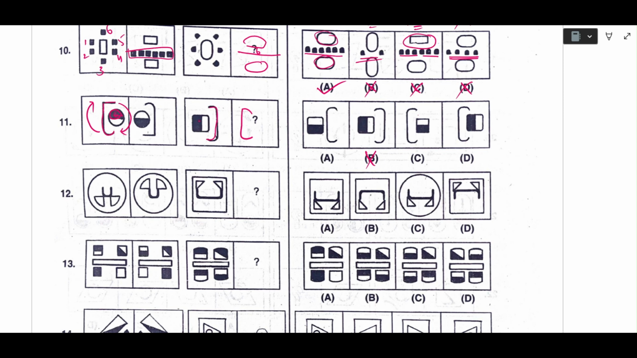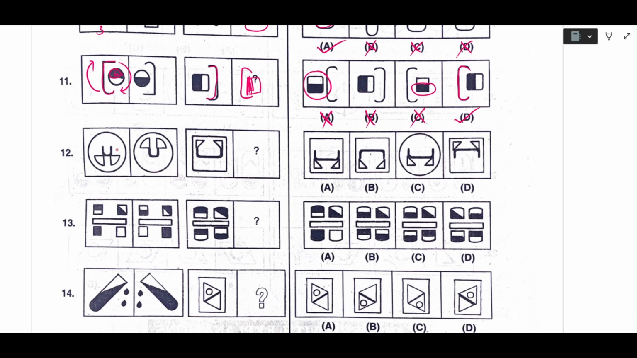This should be upside down, right? Upside down will be the same. So we will have the figure which has the dark part here only, but A has a somewhat different dark part. So we are eliminating A, and in C also the dark part is not correct, so we are eliminating C. And coming to D, the dark part is the same and this one also became upside down. So we are selecting D as our correct answer.